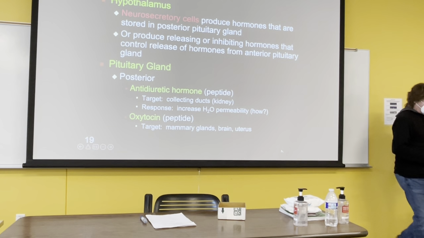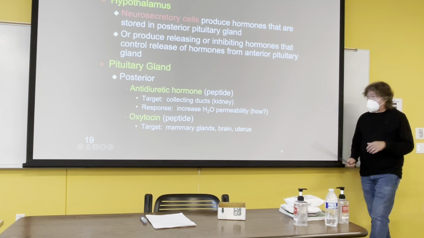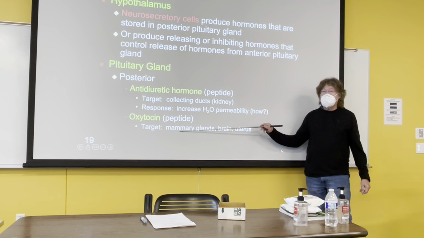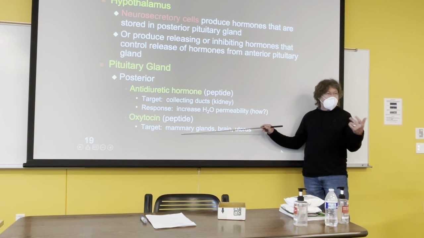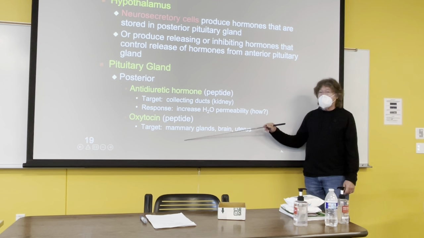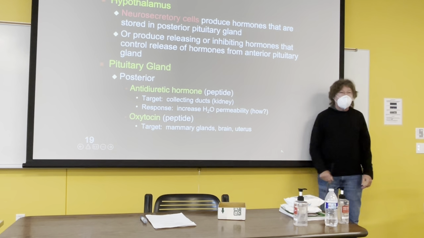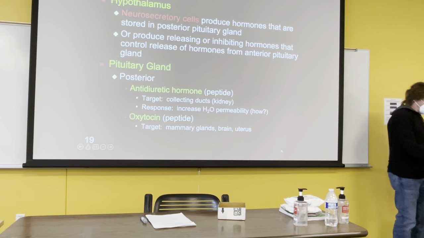And what are the responses here? Oxytocin is very important during pregnancy, especially near childbirth time, to produce milk. And so it leads to the production of milk in the mammary glands.